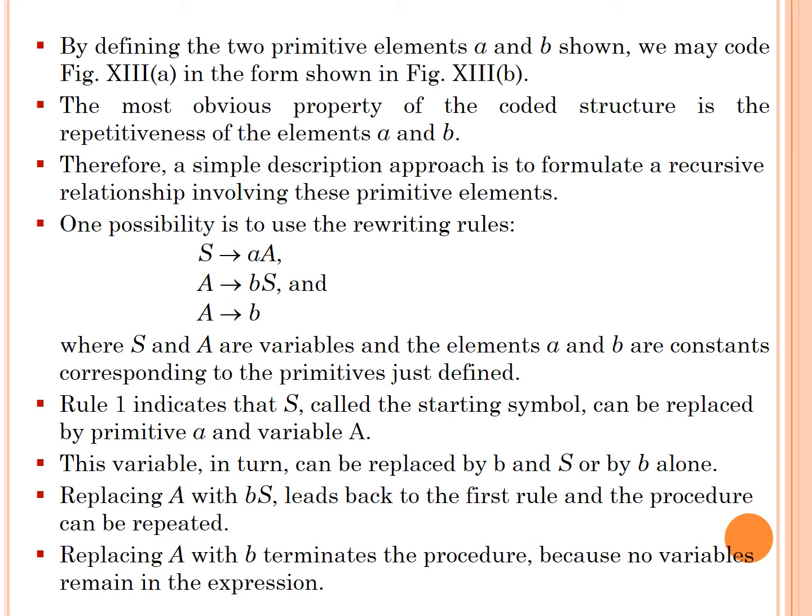Rule 1 indicates that S, called the starting symbol, can be replaced by primitive a and variable A. This variable in turn can be replaced by b and S, or by b alone. Replacing A with bS leads back to the first rule and the procedure can be repeated. Replacing A with b terminates the procedure because no variables remain in the expression.